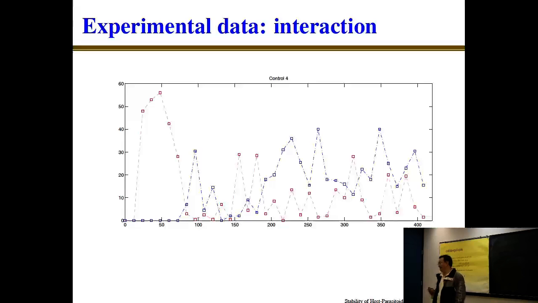What's the x-axis? The number of days. The y-axis is the number of individuals. The red one is the host. The blue one is the parasitoid. So this is just a short time period. We got about 4 years of time series. It's just a short time period, otherwise it's too long and you couldn't see anything.